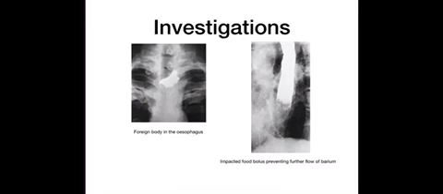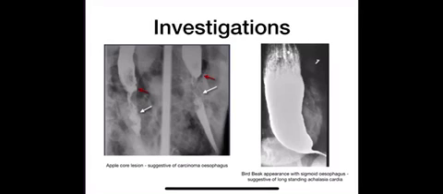The first diagram over here shows a foreign body in the upper thoracic esophagus, and the second shows a barium swallow of a patient with an impacted food bolus preventing the flow of barium bolus further down. Again, these are barium swallows of carcinoma of the esophagus. The first diagram showing an apple core lesion, and the second X-ray shows a bird beak appearance with a sigmoid esophagus suggestive of a long-standing achalasia cardia.